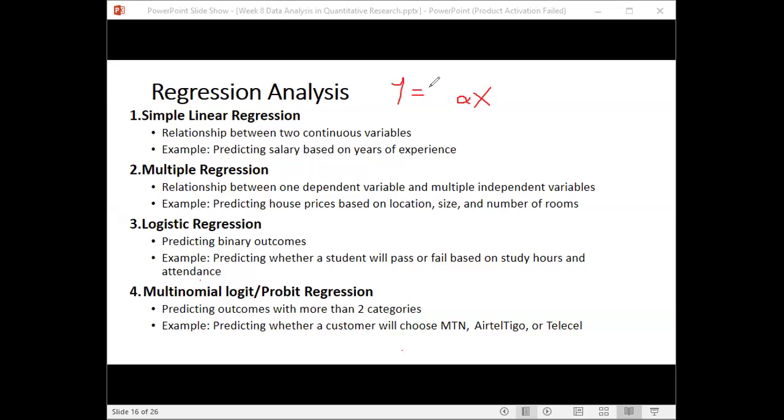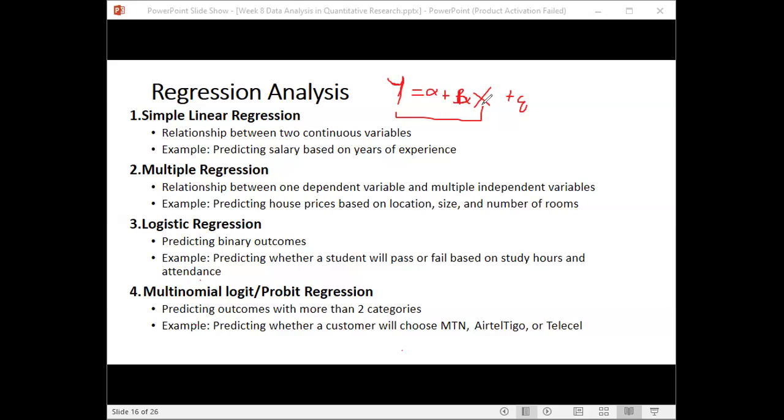And then we can also have maybe, let me put here, alpha plus beta x plus what we call the error term, right? So if you have two variables, you want to find the relationship that exists between these two variables. So that's why normally when you are bringing out a topic, we ask you to make sure that there are two variables that are related. One is affecting the other.